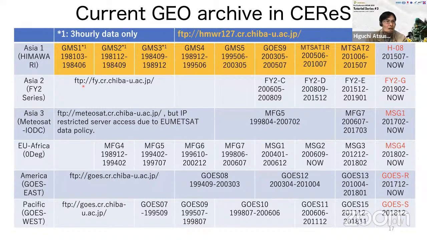Also, we are archiving FY2, the Chinese satellite, and the EUMETSAT satellites, but this is a restricted server access due to the EUMETSAT data policies. And also, we are archiving the GOES satellite, and this is also free of charge. Any data you can download for research. This is one of our activities.